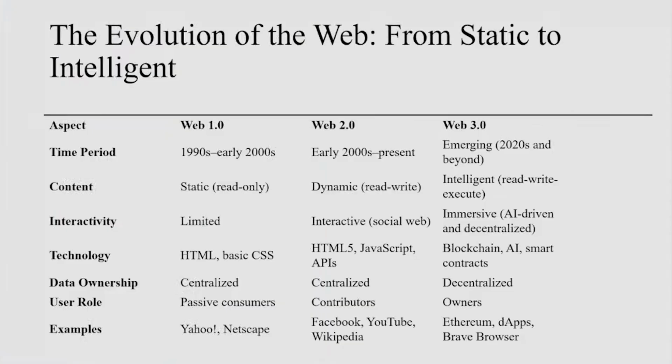And see here the evolution of the web, how it goes from static to intelligent. There are three phases in the evolution of the web: web 1.0, 2.0, and 3.0. The first one is the starting stage, where we can represent only static content. In the early stages, they provided only static information.